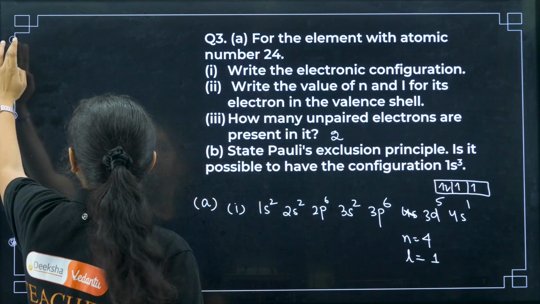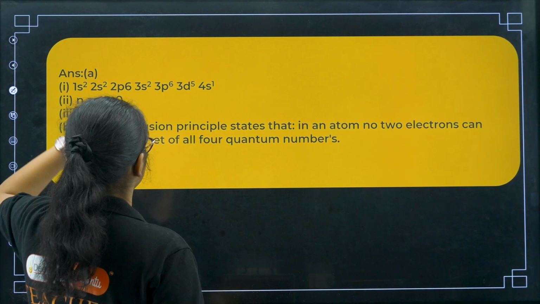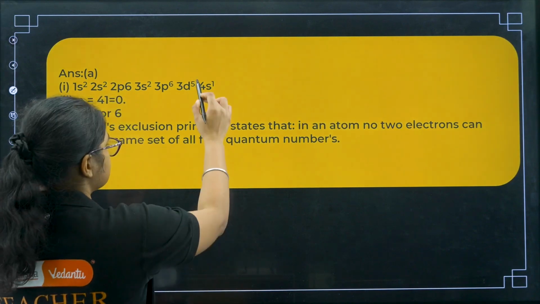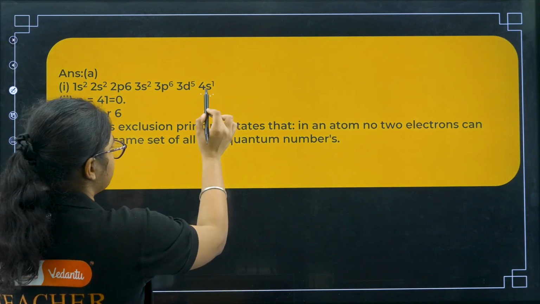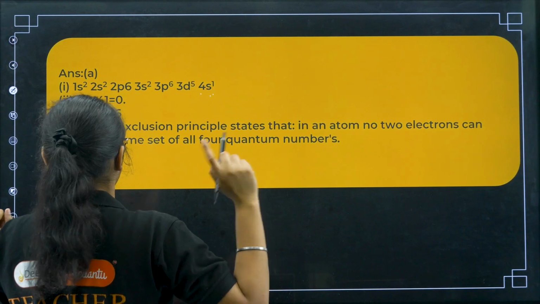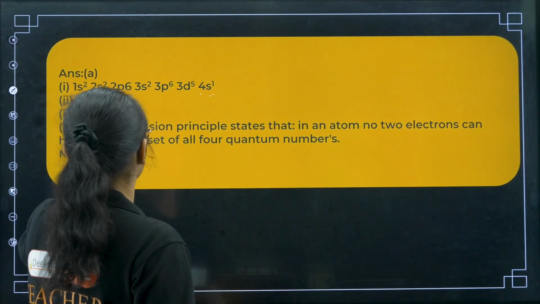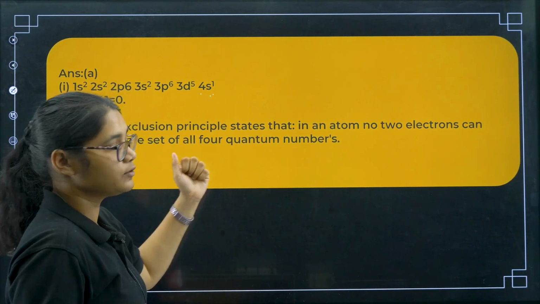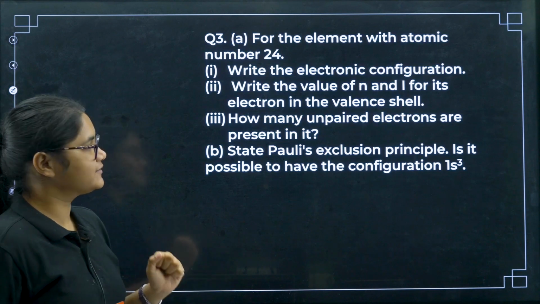Okay, I think yes. So what is your n value? Last n value is 4, it is in the s orbital, so l value will be 0. Okay, I forgot about that. Next, how many unpaired electrons are there? 6 unpaired electrons will be there. Let us see the next question here.